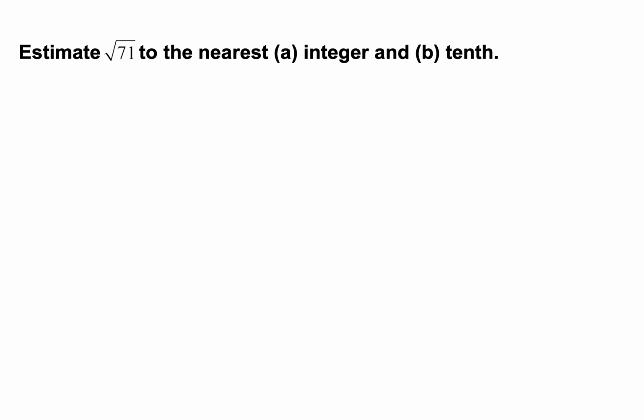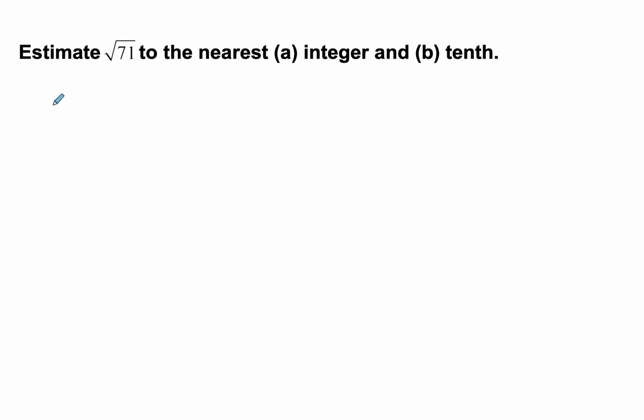Okay, so now we are looking at approximating values of square roots. And in this chapter, just as a reminder, we're not using calculators. This is a way to approximate what our value would be without a calculator. Okay, estimate the square root of 71 to the nearest integer and nearest tenth. Okay, so I'm going to start by thinking about numbers that are perfect squares, that are close to 71.